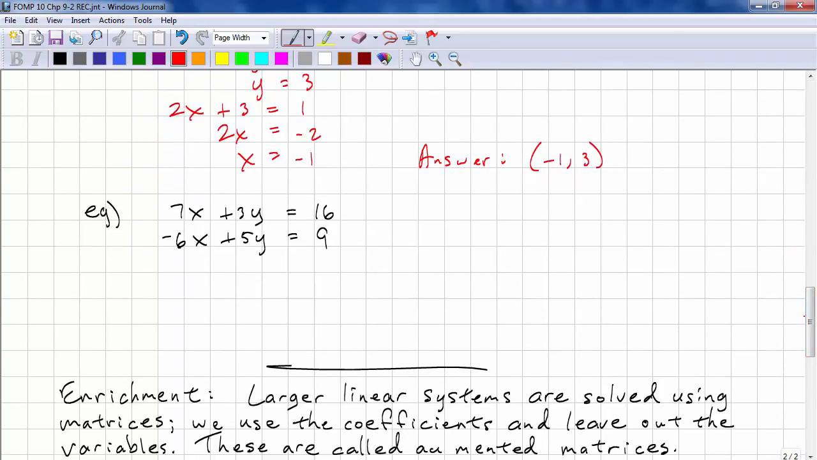Let's look at one more example. Again, try this on your own, and then take a look at the solution. So what do we want to eliminate? I suggest that we eliminate the y's rather than the x's, because we need to multiply the x's by larger numbers. Here, we need to multiply this by negative 5, and this one gets multiplied by 3.